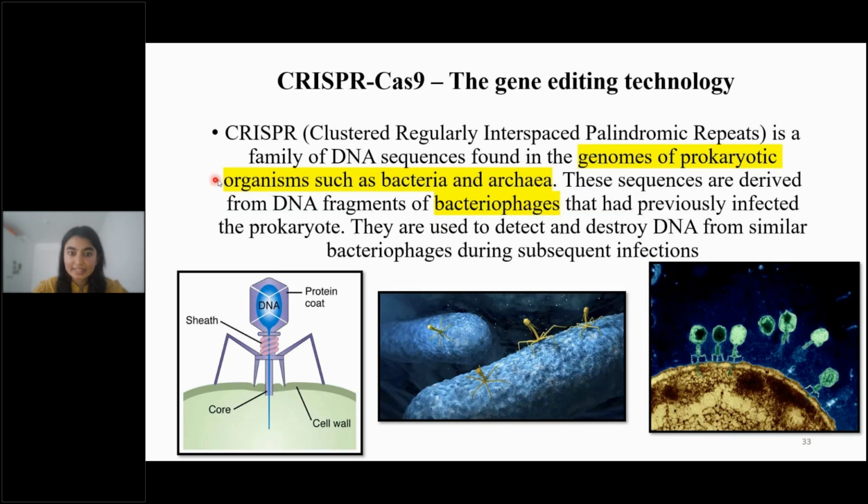Similarly, bacteria or archaea, which are prokaryotic organisms, the bacteria and then the archaebacteria, also have their own immune system. What I want to point out is that there are viruses which infect the bacteria. Just as bacteria infect us, there are viruses which affect only bacteria and not humans. These viruses are called bacteriophages.